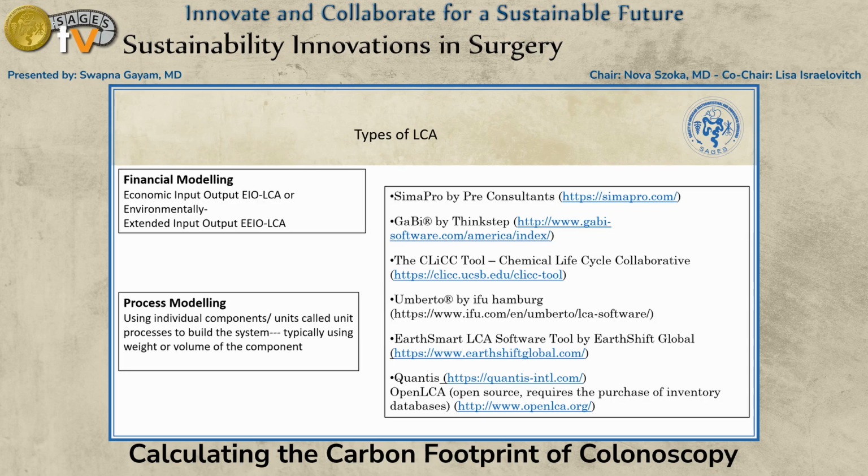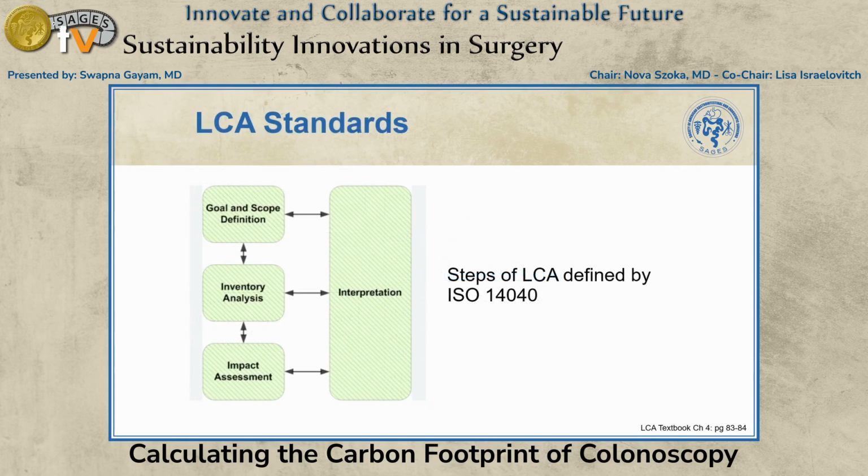Now, we probably should use both because nothing is perfect, and whatever process-based modeling cannot complete, you can use the financial modeling for that, especially for medications and chemicals, which is very hard to build in the process-based models.